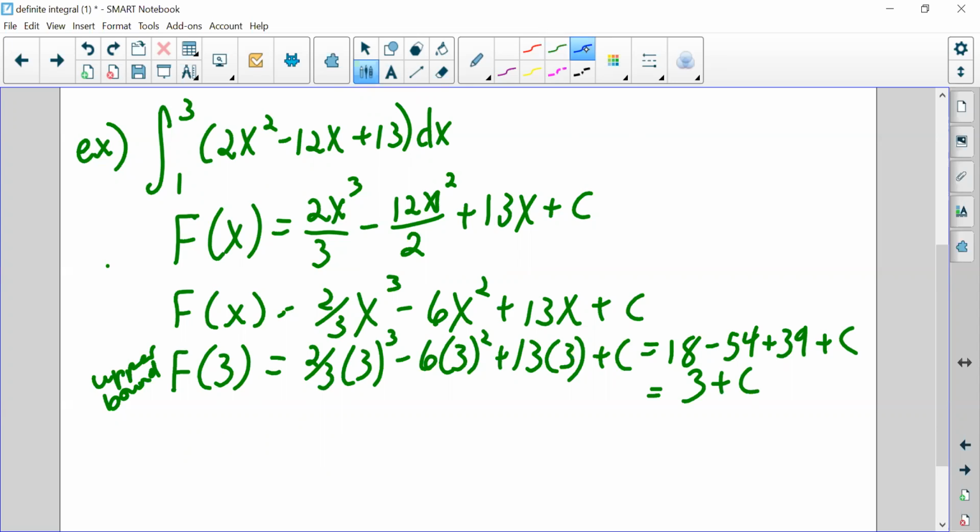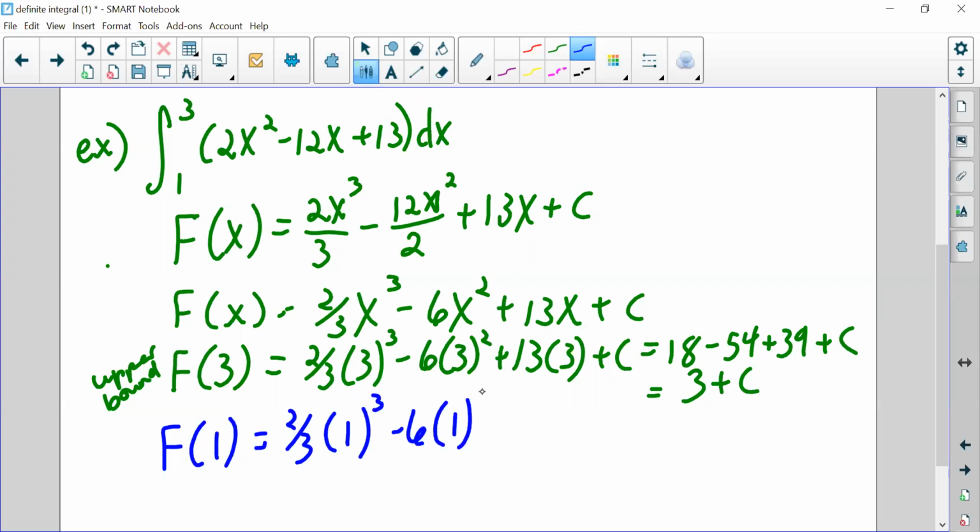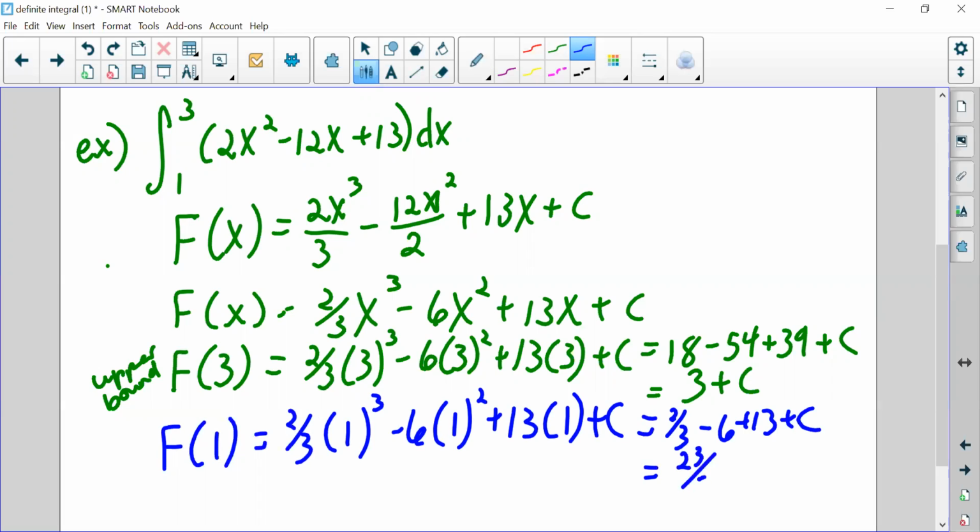Is this a problem? I don't know. Is that a coincidence? Okay, now I'm going to try my antiderivative at 1. So I'm going to replace every x in my antiderivative equation with 1. All right, let's see. That gives us 2/3 minus 6 plus 13, which is 23 over 3, plus c. Is that okay?